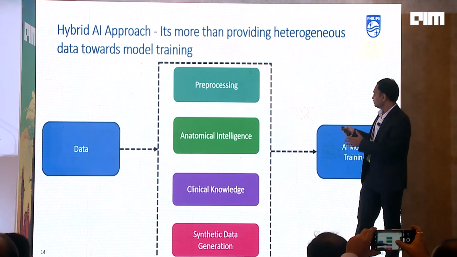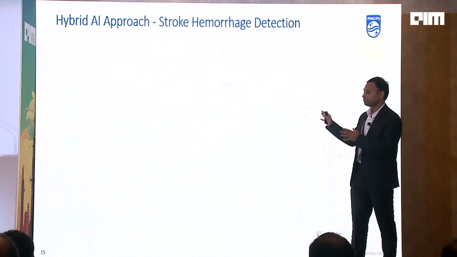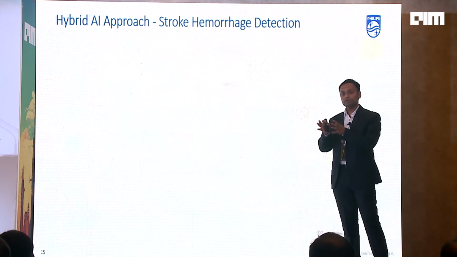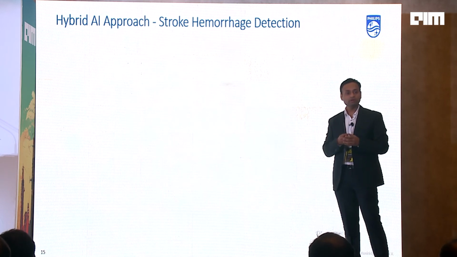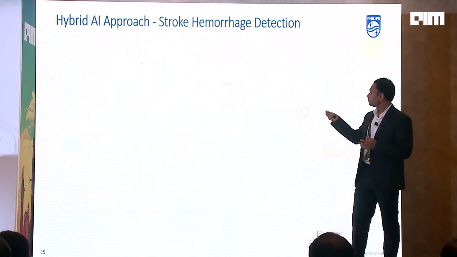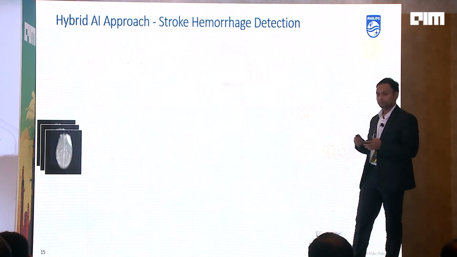Now, this seems interesting, but let's take an example to see what the difference is between a hybrid AI and a normal AI, and whether there is a significant improvement in the outcome that we want. And for that, we use this use case of stroke hemorrhage detection.